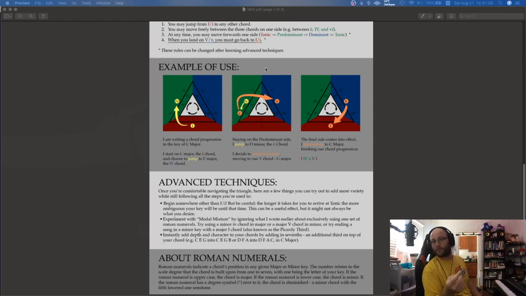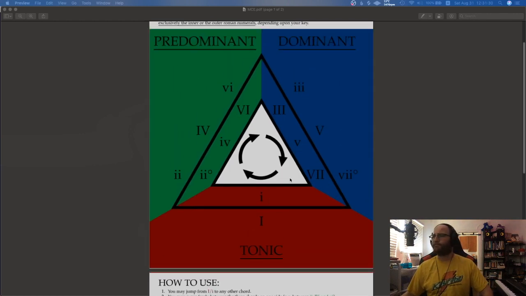And since we're on the predominant side now, we can just jump freely between the predominant side and go to the four. And I'm also breaking another rule here by resetting back to the one, by going from four to one instead of five to one or four to five. And again, that's an additional advanced technique. But at the core of it, start on tonic, move to predominant, move to dominant, return to tonic.